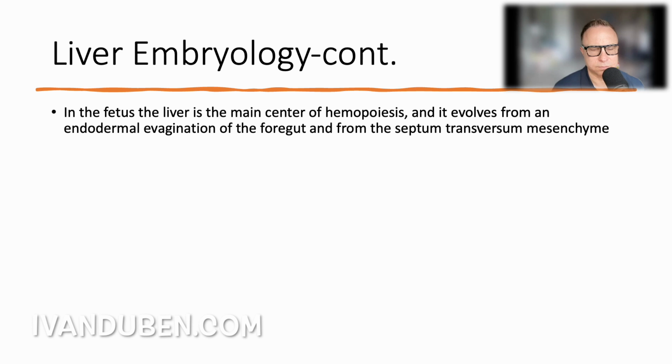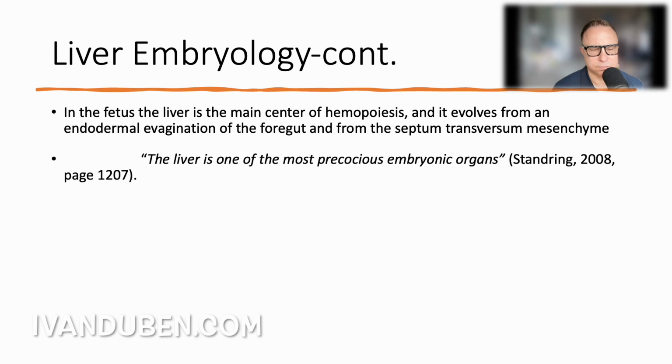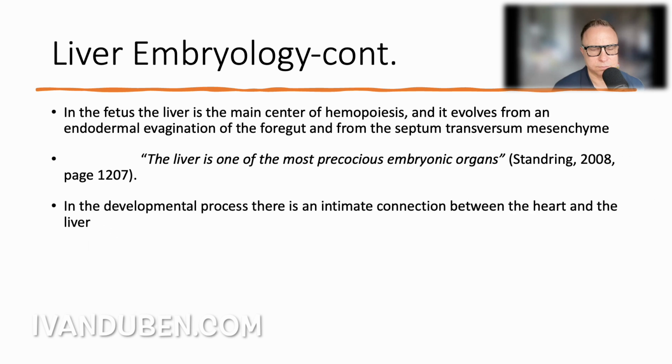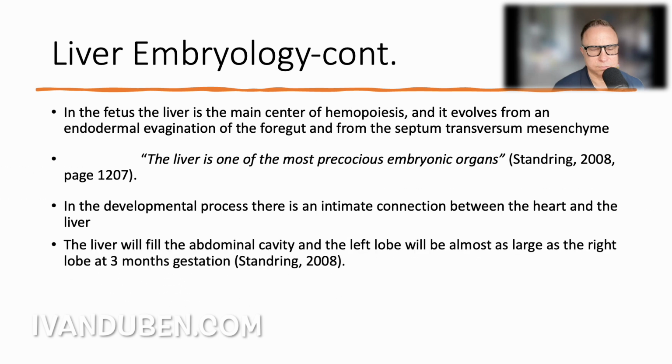In the fetus, the liver is the main center of blood production, and it evolves from an endodermal evagination of the foregut and from the septum transversum mesenchyme. The liver is one of the most precocious embryonic organs. In the developmental process, there's an intimate connection between the heart and the liver. The liver will fill the abdominal cavity, and the left lobe will be almost as large as the right lobe at 3 months gestation.